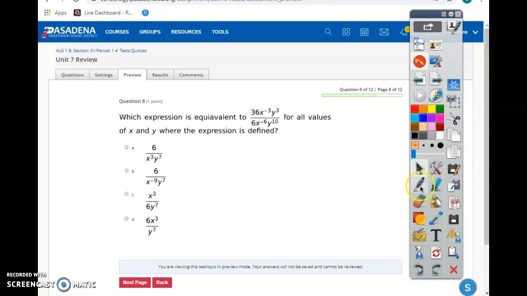Problem number 8, this one is division. And I also told you that we cannot have negative exponents. So those two are going to have to move. Okay, so when I rewrite it, I have 36 on top, 6 on bottom. This one is going to move to the top. So it's x to the 6th power. And this one's going to move to the bottom. So it's x to the 3rd power. And these two are going to stay the same. Y to the 3rd power, y to the 10th power. If you have questions, raise your hand.